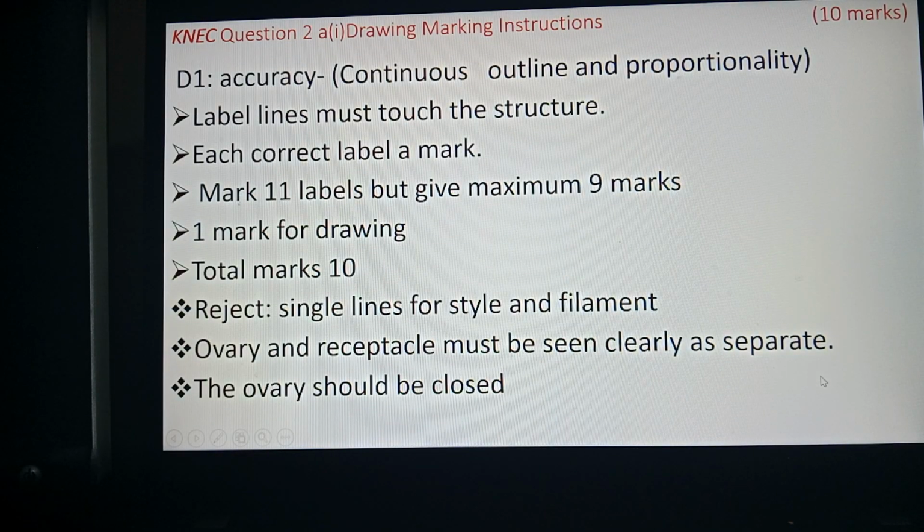So instructions: D, drawing mark accuracy. D1 means drawing mark, will be for continuous outline and proportionality. Label lines must touch the structure. Each correct label, mark 11 labels, but give maximum 9 marks. 1 mark for drawing, total marks 10. Reject single lines for style and filament. Ovary and receptacle must be seen clearly as separate. The ovary should be crossed.